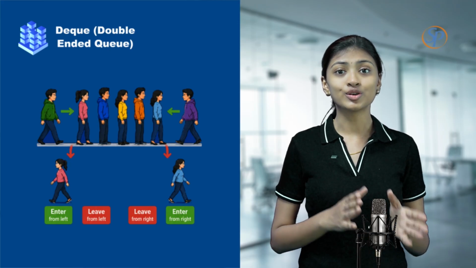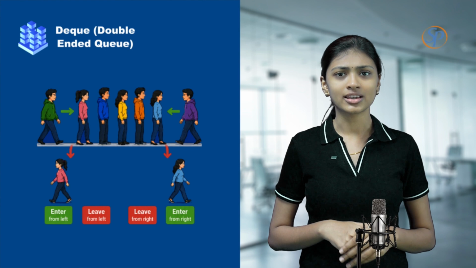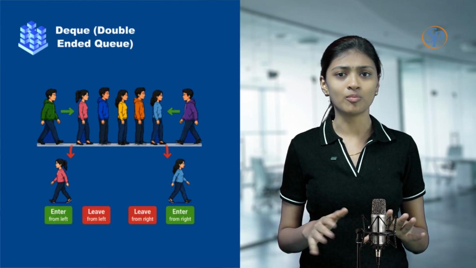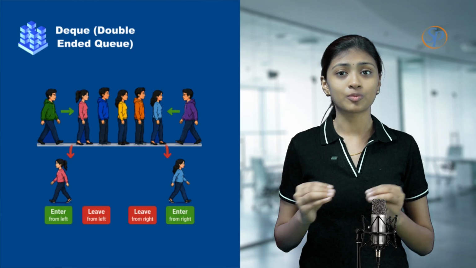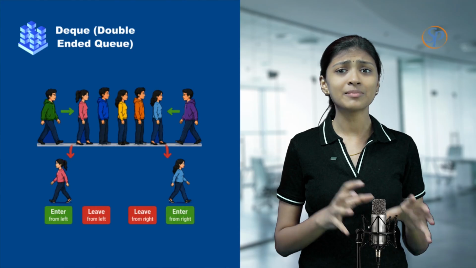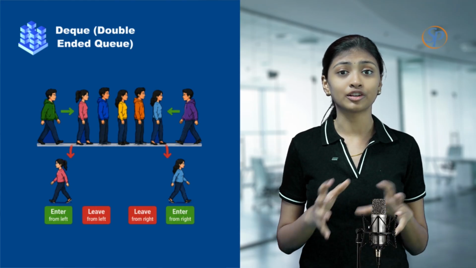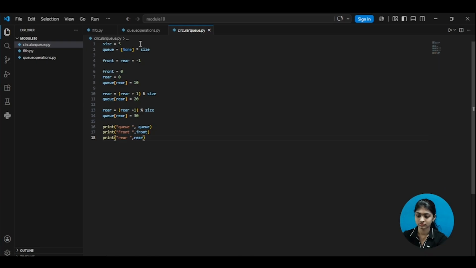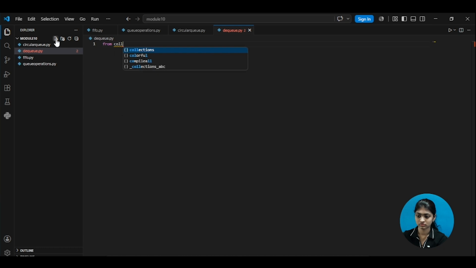For example, you can insert at front using appendleft and at the back using append. This makes deque very useful in problems where elements need to be processed from both sides efficiently. For example, imagine a line where people can enter from both the ends and leave from both the ends. Now let's move on to deque. From collections, let's import deque.